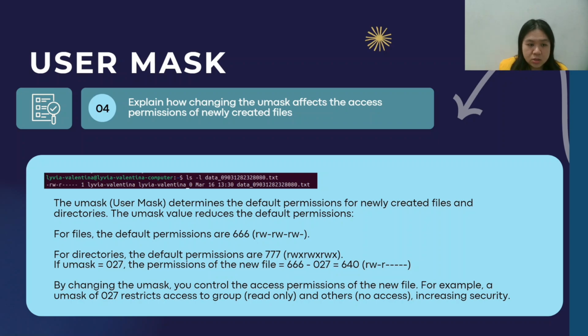If umask is changed to 027, the permission of the new file equals 666 minus 027, which equals 640. That means the user can read and write, the group can only read, but others don't have access permission. By changing the umask, you control the access permission of new files. For example, a umask of 027 restricts the group to read only and others to no access, increasing security.